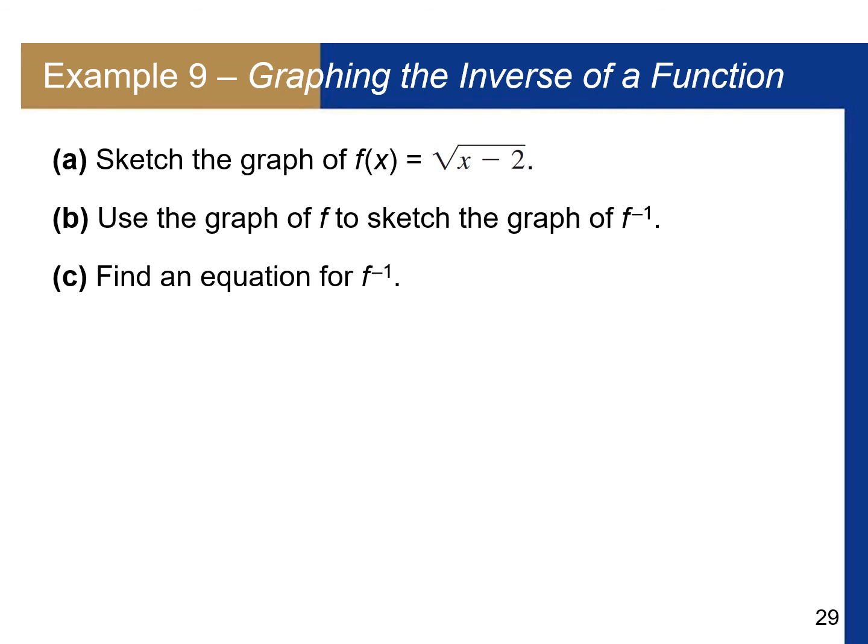So now let's sketch our f of x equals the square root of x minus 2. You should be looking at that and see the minus 2 on the inside and understand that that is a shift on the x-axis. And is it a shift to the left or is it a shift to the right? It's a shift to the right. Then we're going to use the sketch to graph the inverse function. And finally, we'll find the equation for that.